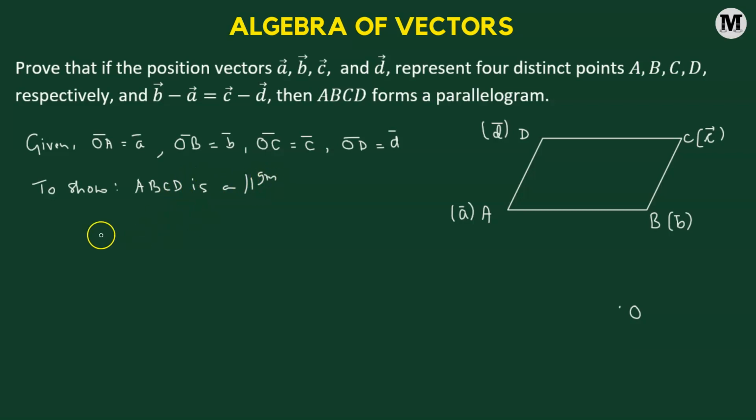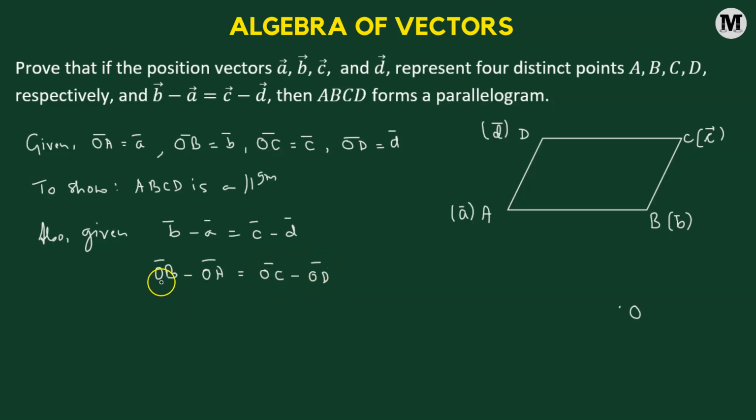Now, we are also going to use the fact that it is given in the problem that vector b minus vector a equals vector c minus vector d. Now, what is vector b? That's simply vector OB, minus vector a, so vector a will be vector OA. So vector c can be replaced with vector OC, and vector d will be replaced with vector OD.